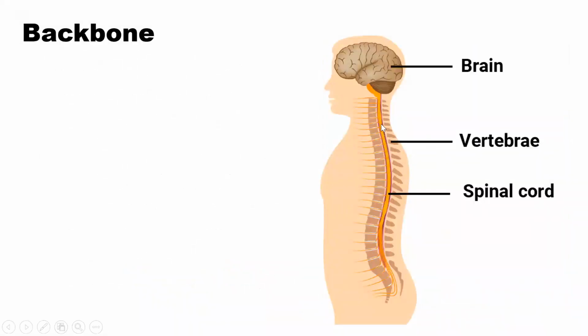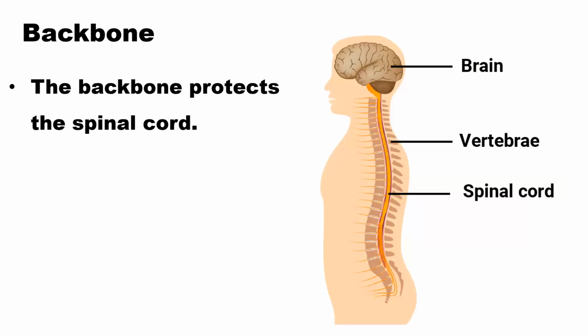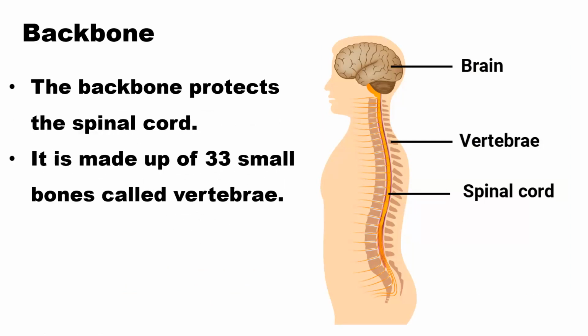Then comes your backbone. The backbone protects the spinal cord, because of which you can sit straight. It is made up of 33 small bones called vertebrae.